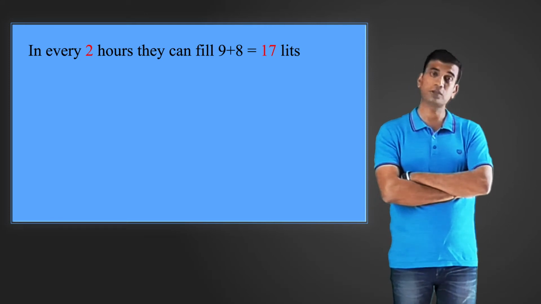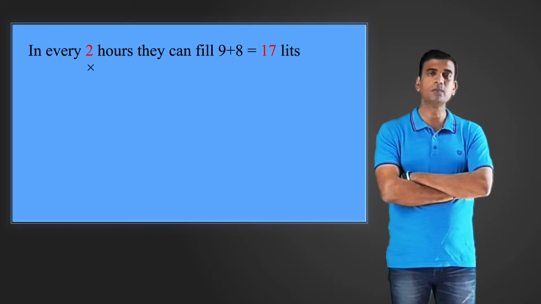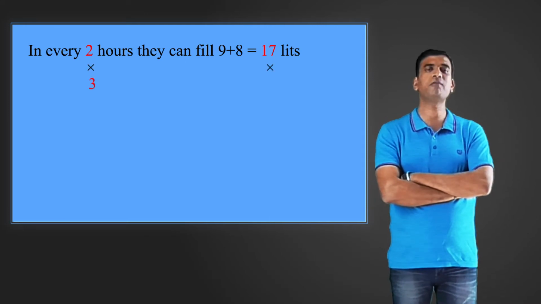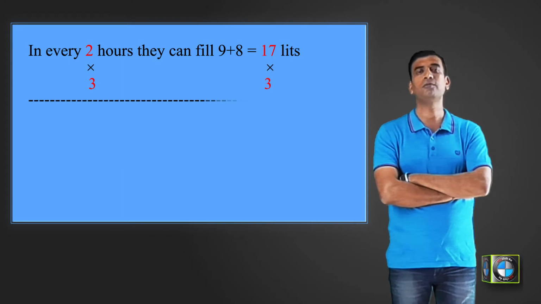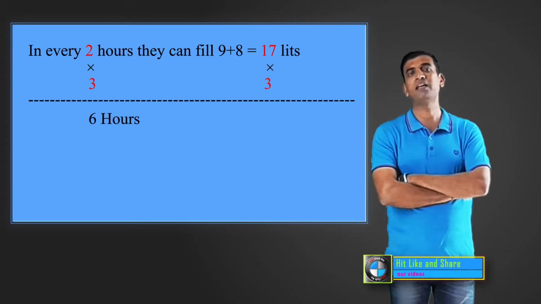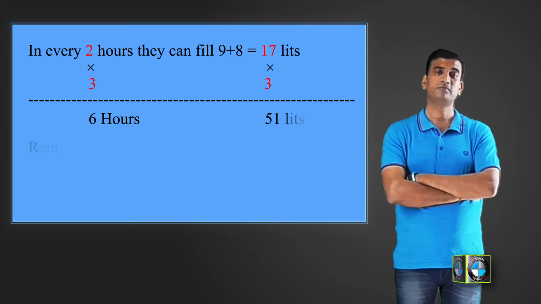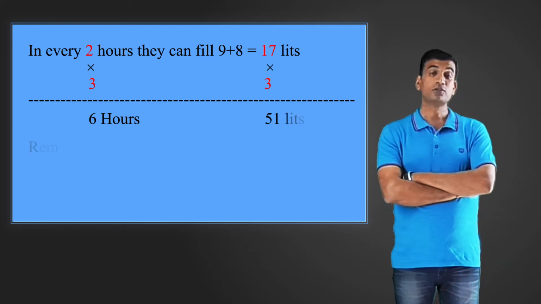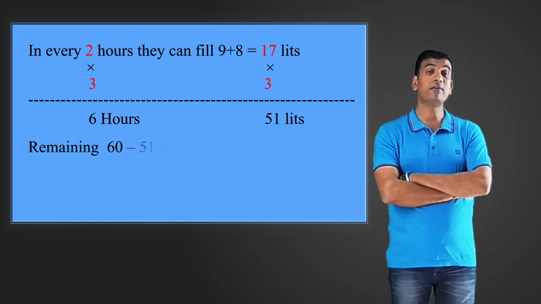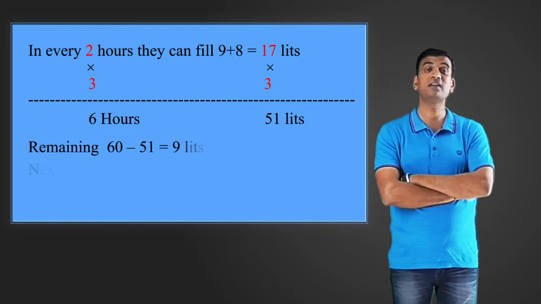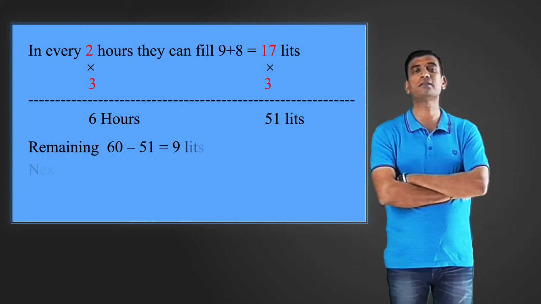Total we are having 60 liters. So the maximum number of pairs we can generate is 3. 17 into 3, 51 liters, in 2 into 3, 6 hours. Okay, so what is the remaining quantity that we have? 60 minus 51, 9 liters left.